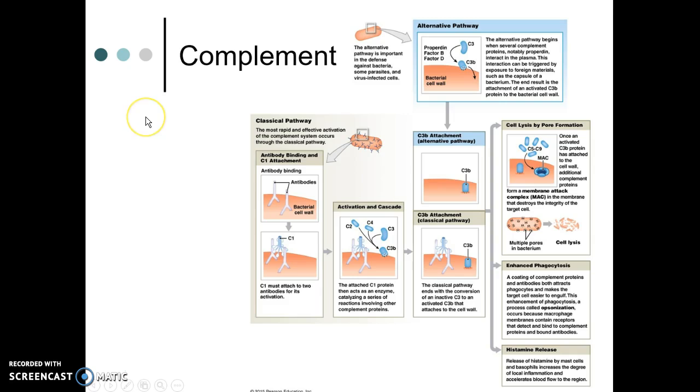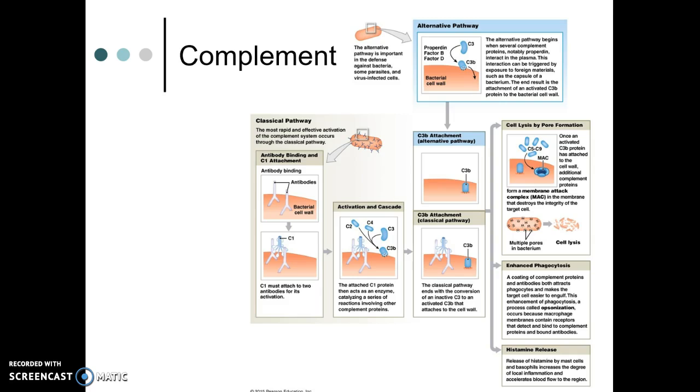Okay, so we're moving on to complement. Complement is a cascading reaction, kind of like blood clotting was. So once one protein gets started, it causes another protein to become active, and so forth and so on. We're not going to look at a lot of the details of this. I have some basic things I want you to know about it. It's this cascading reaction which causes the destruction of a target cell's membrane. It produces inflammation, and it can attract phagocytes and enhance phagocytosis.